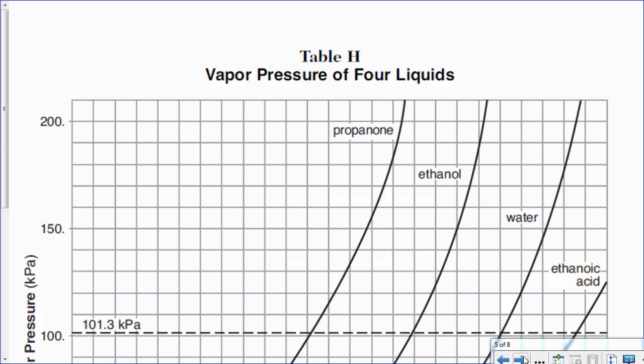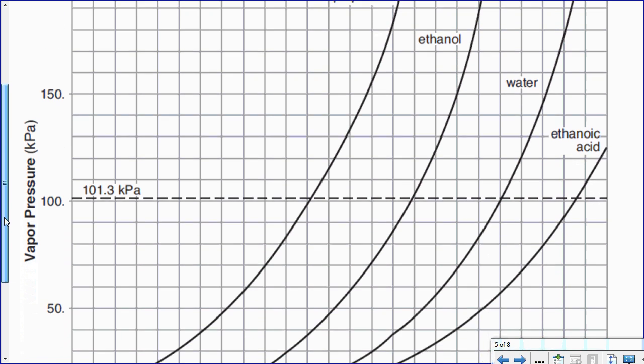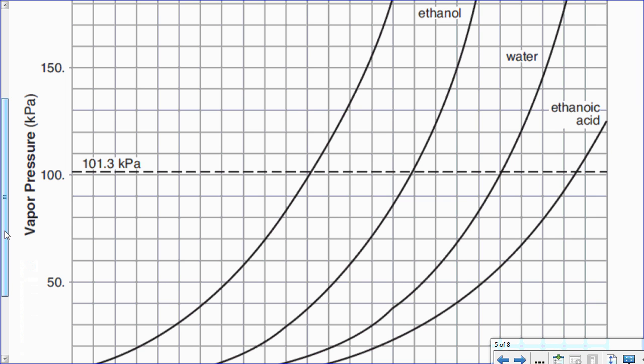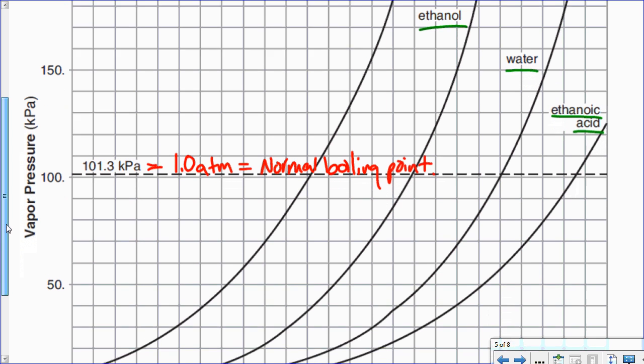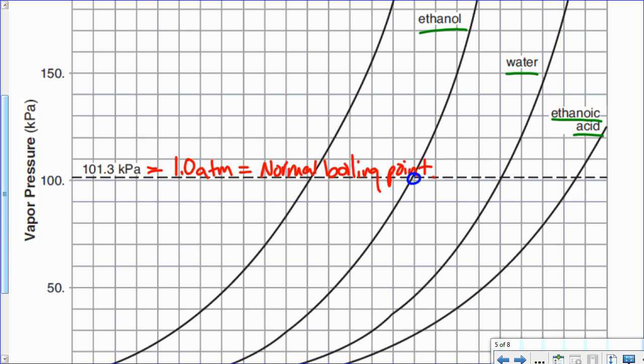What it means to boil, though, is about Table H. And I want you to annotate this chart. 101.3 kPa equals 1.0 atmospheres, and this equals the normal boiling point. So if you're ever asked, what is the normal boiling point of one of these things, ethanoic acid, water, ethanol, or I think the other one up top here is propanone, you will have to look where their curve crosses the normal boiling point line, representing 1 atmosphere of pressure.